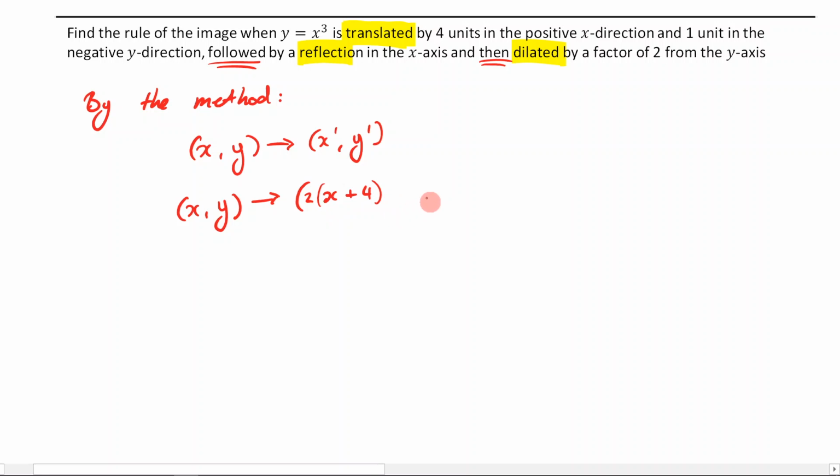Okay, now when we're dealing with our y, the first thing we do is 1 unit in the negative y direction. So that's y minus 1, and followed by a reflection in the x-axis. So that means that this whole thing is reflected. So this whole thing will become negative. So the fact that it's followed by a reflection in the x-axis means I'm going to change my y, but because I have already translated it 1 unit in the negative y direction, the whole thing has a negative at the front there. Okay, let's keep on going.